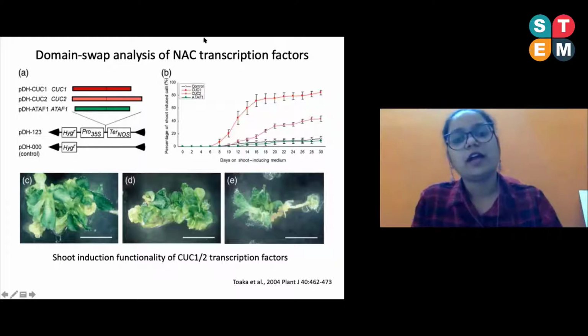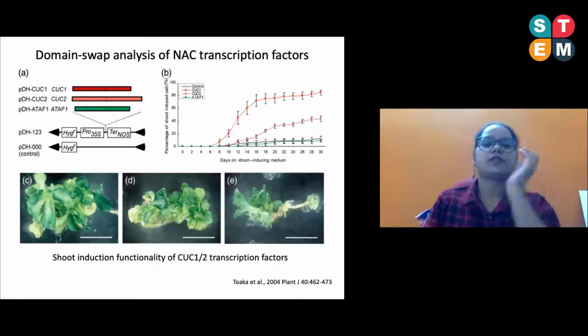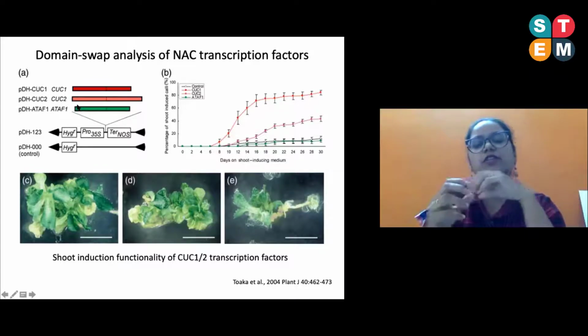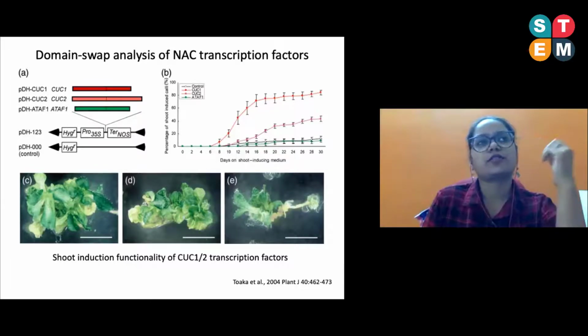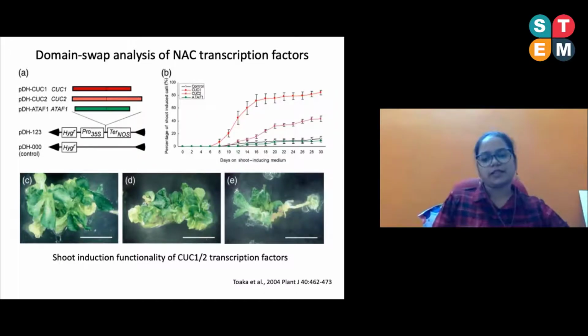But so far, the structure-function relationship of NAC transcription factors in response to abiotic stress tolerance has not been studied. So we wanted to analyze that.